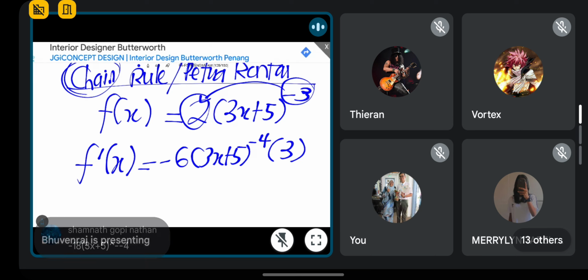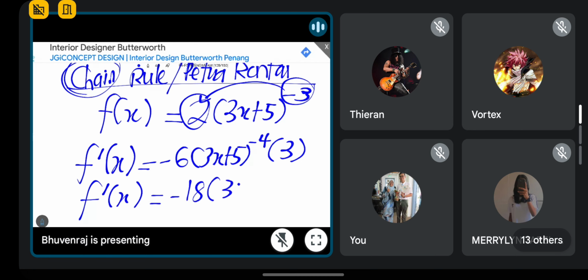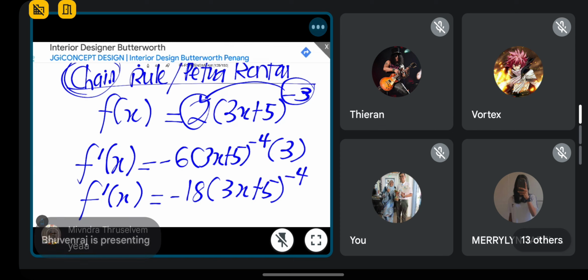Mirindra, negative 18. Sorry, I think I times wrongly. Yeah, it should be negative 18. Okay? Yeah, this should be the answer. Okay, ini adalah jawapan kamu. Okay? So don't make careless lah when you do this one. So always remember this part, don't forget.